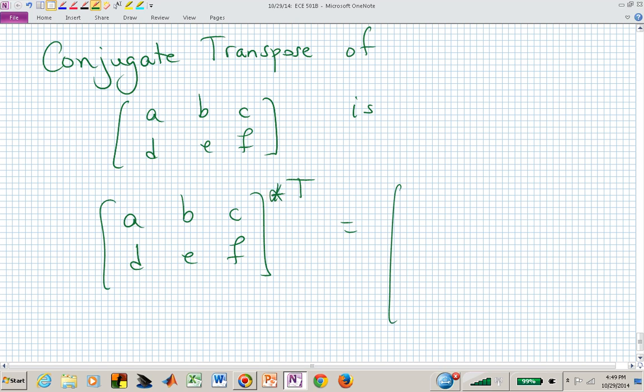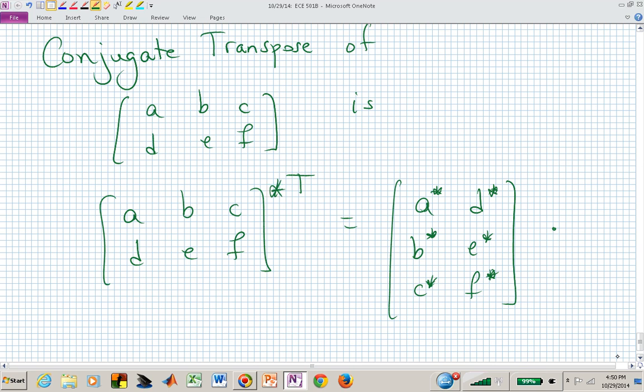So now if we transpose it, are we okay with that? And now we conjugate each of the elements inside that transpose. So now this is A star, D star, B star, E star, C star, and F star. If somebody wants to take the conjugate transpose, or the transpose conjugate, of a matrix, you transpose the matrix and conjugate all the elements. That's what we mean.